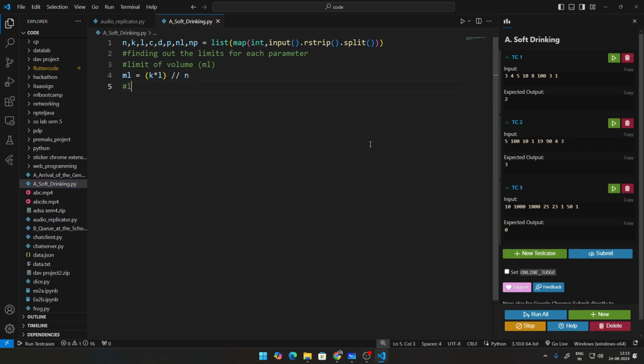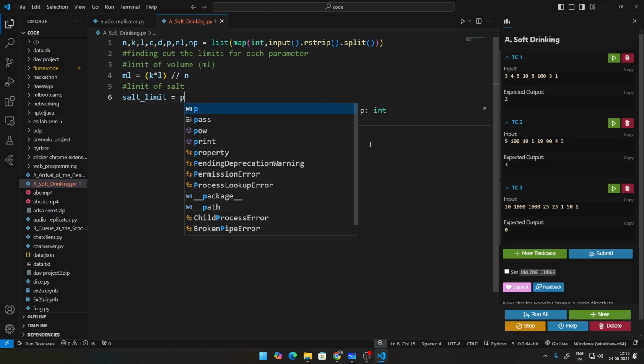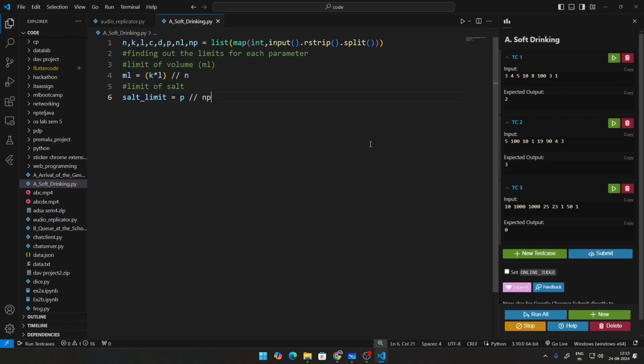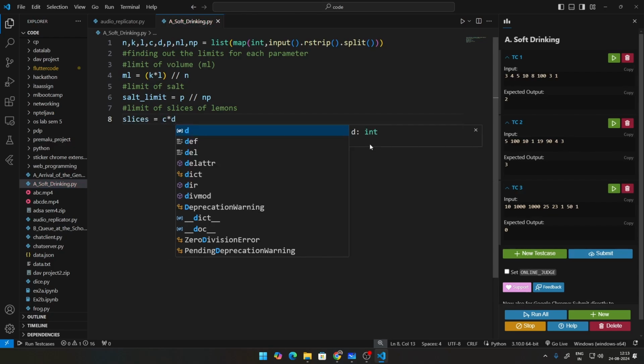Then we need to find out the limit of salt. Let's call this salt limit, and this will be nothing but P floor division NP. Then we need to find the limit of slices of lemons. This is given by slices, we can call this that, and that will be given by C into D. So we have three limits.